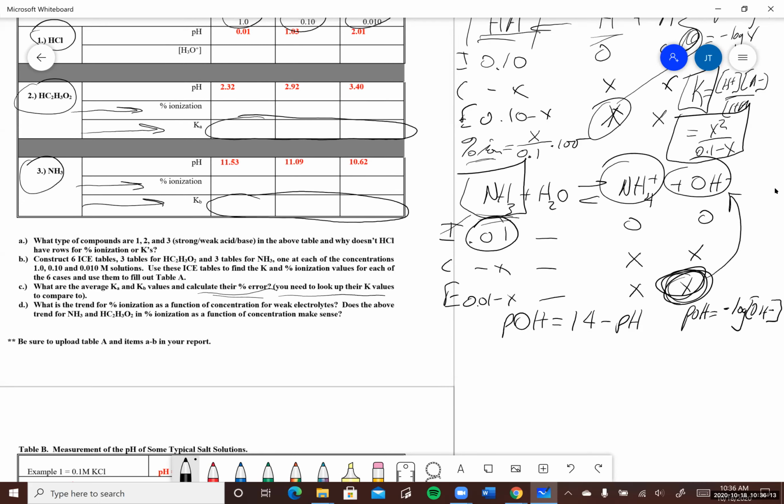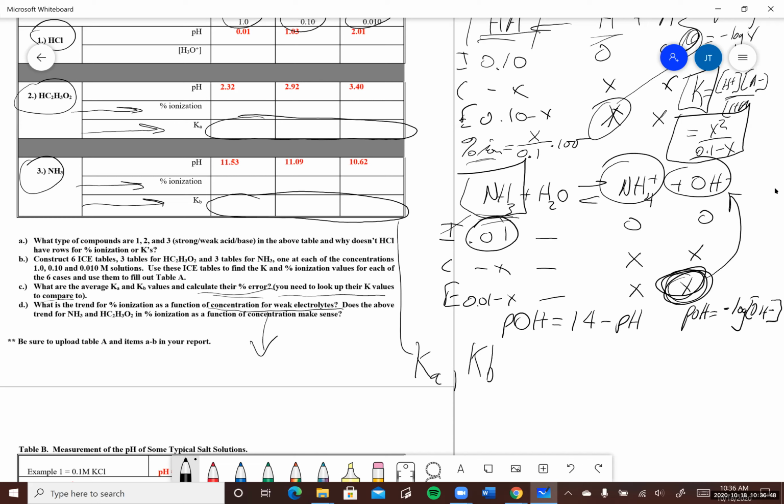So you just need to look up the Ks for these two situations. You're going to find the Ka for acetic acid and the Kb for ammonia, and then compare them to your averages in those tables. Let's see, what is the trend for percent ionization as a function of concentration for weak electrolytes? So you have to look this up if you don't know what the trend is. And so you look that up and you find out that the percent ionization decreases with increasing concentration.